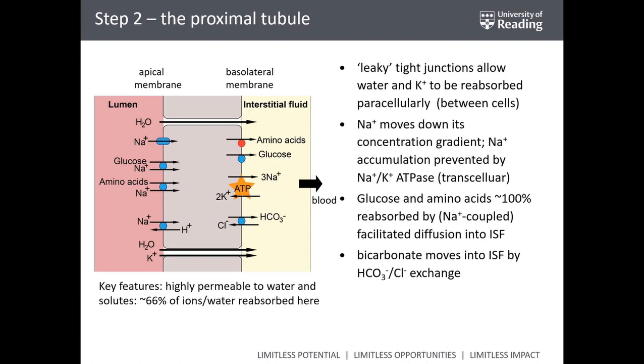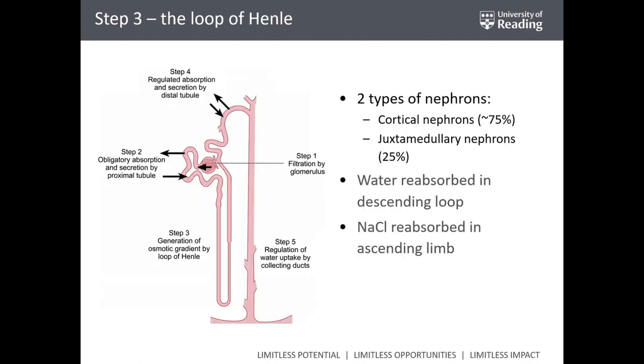While bicarbonate moves into the interstitial fluid following bicarbonate-chloride exchange. So the key features of the proximal convoluted tubule is that it is highly permeable to water and solutes because of the leaky tight junctions, and around 66% of ions and water are reabsorbed into the proximal convoluted tubule.